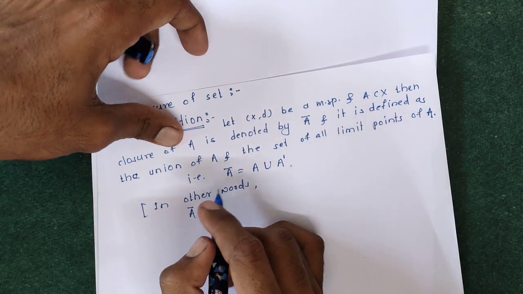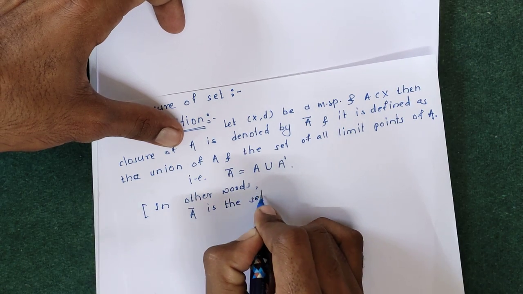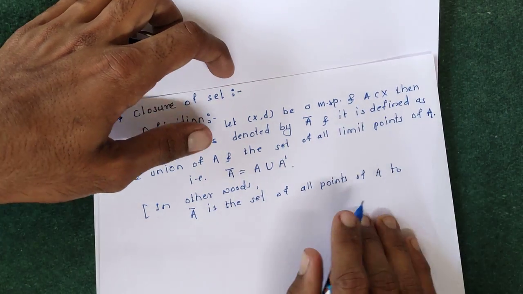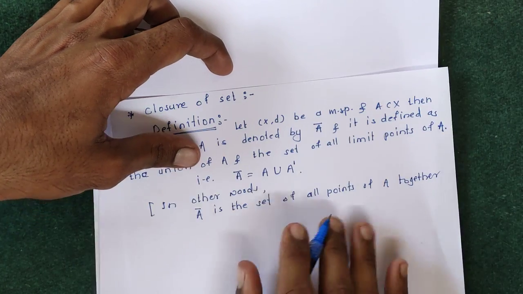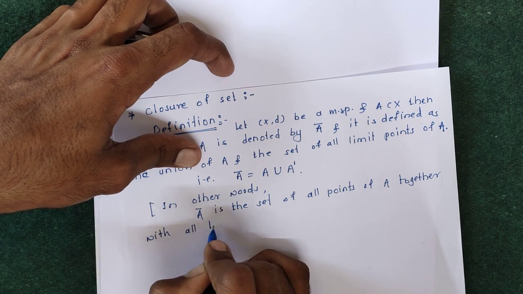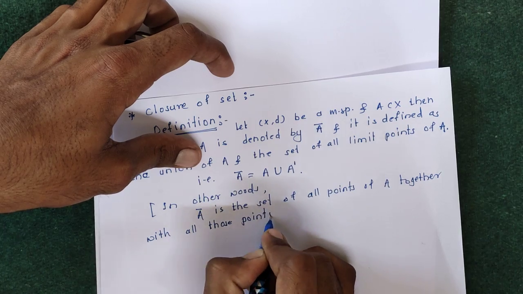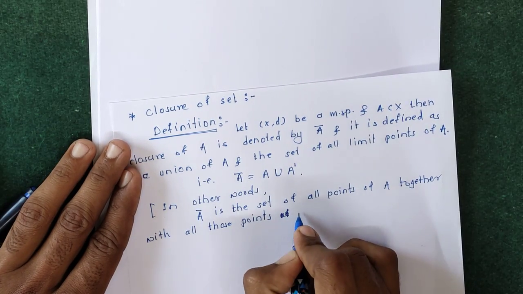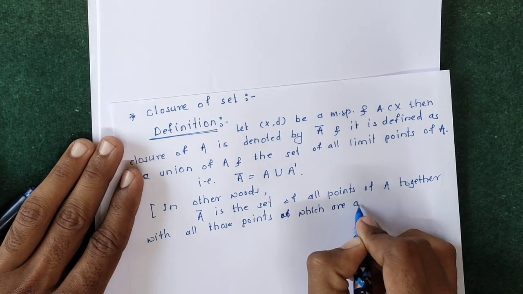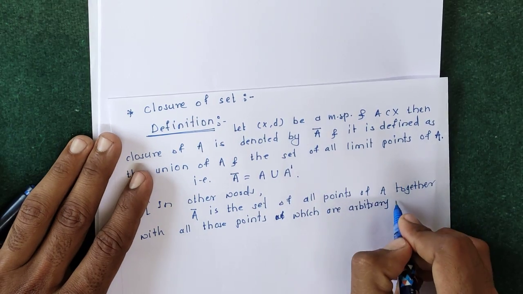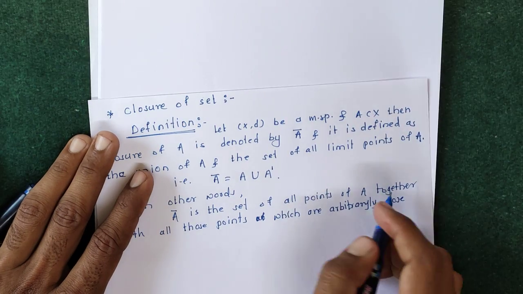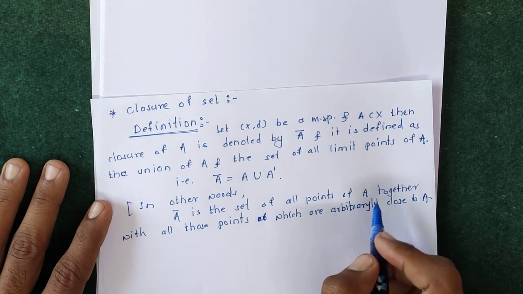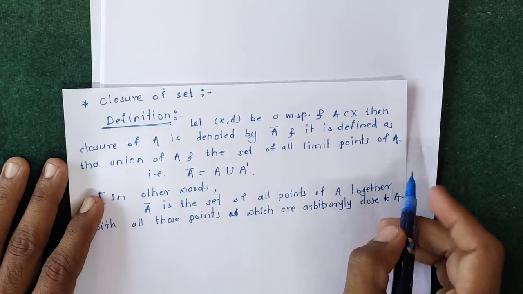A closure is the set of all points of A together with all those points which are arbitrarily close to A. A closure is the set of all limit points of A together with all those points which are arbitrarily close to A. This is the definition of closure of set A.